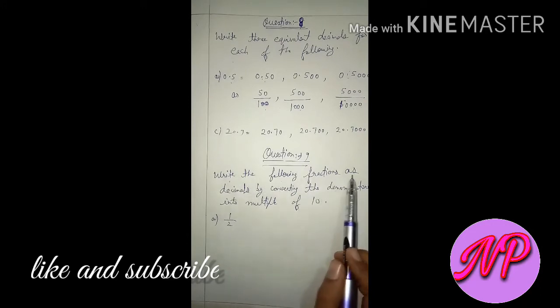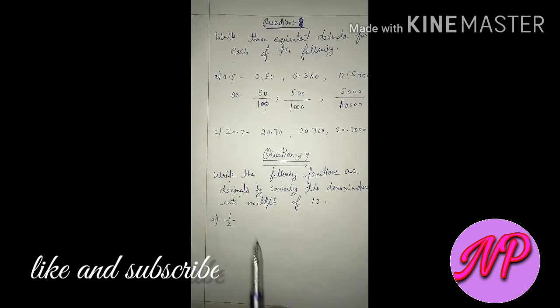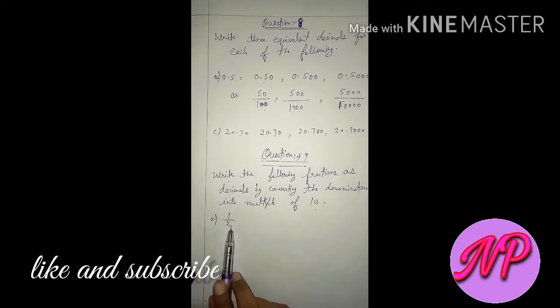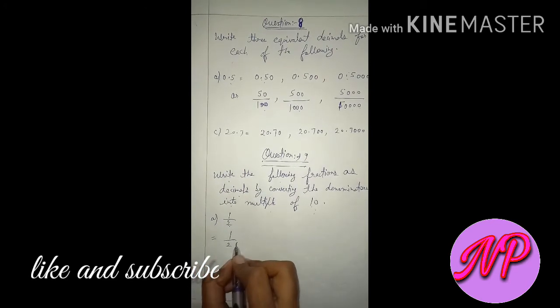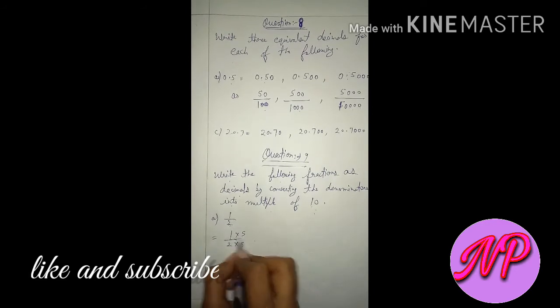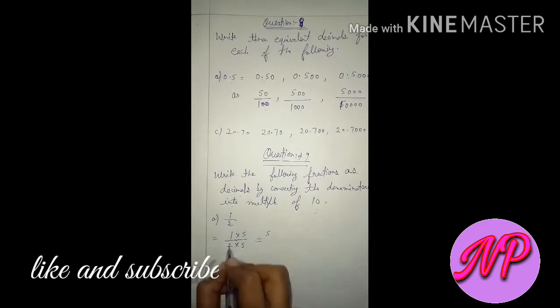Now question number 9: write the following fractions as decimals by converting the denominator into a multiple of 10. It means firstly you will convert the denominator of the given fractions into a multiple of 10. After that you will convert them into decimal form. So part one: the fraction given is 1 by 2. How will you convert the denominator into a multiple of 10? You know that when we multiply 2 by 5, it will be 10. So we will multiply the numerator and denominator both by 5. 5 ones are 5 and 5 twos are 10. Now the denominator is a multiple of 10.